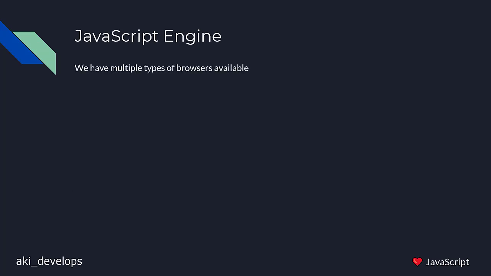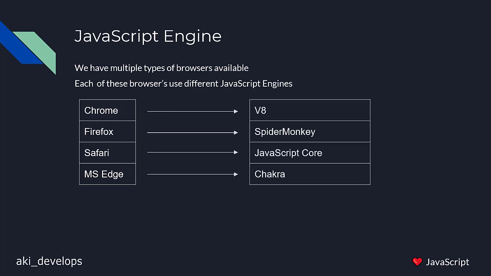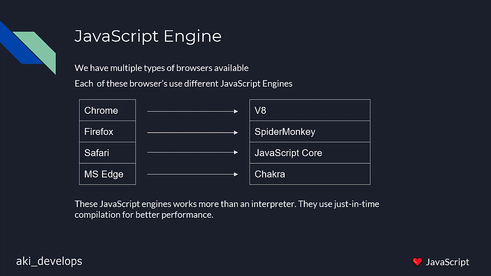We have multiple browsers available, most common of which are Chrome, Firefox, Safari, and Microsoft Edge. Each of these browsers use different JavaScript engine. Chrome uses V8 engine, Firefox uses SpiderMonkey, Safari uses JavaScript Core, Microsoft Edge uses Chakra. These JavaScript engines are more than an interpreter. They use just-in-time compilation for better performance. All these engines do the same task. They convert your JavaScript code to computer language or binary.